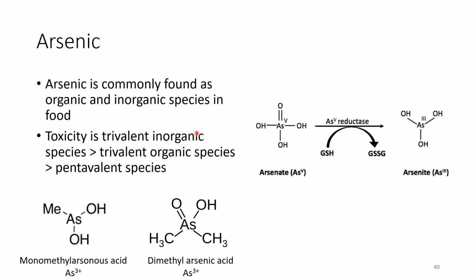And then last, arsenic. So what you want to know about arsenic is it's the opposite of mercury. So with mercury, we worry about the organic form. With arsenic, we worry about the inorganic form. And there's lots of different oxidation states. The most toxic one is this +3 oxidation state, the trivalent inorganic species, this one over here. That's the most toxic one.